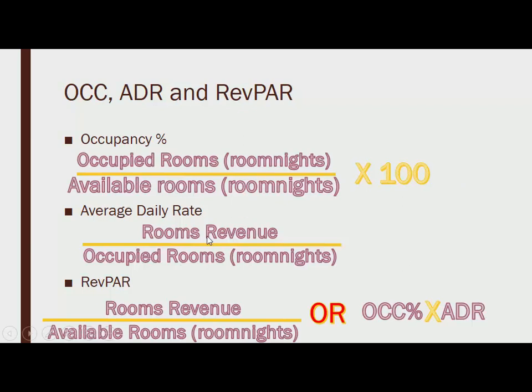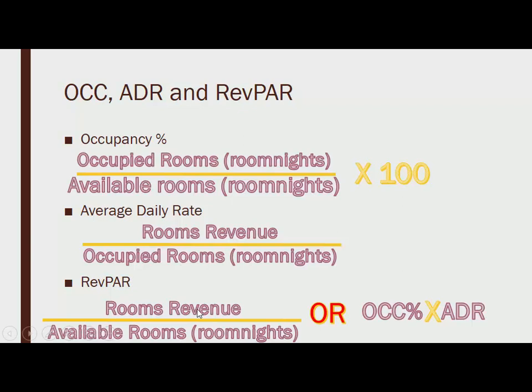Your average daily rate would be your rooms revenue divided by how many occupied rooms or room nights you have. So of your revenue, you would find out how many rooms are occupied and find out how much you're actually receiving per occupied room. Now your RevPAR combines these two, and that's why this is a KPI, a key performance indicator, that's looked at quite a bit by hotels.